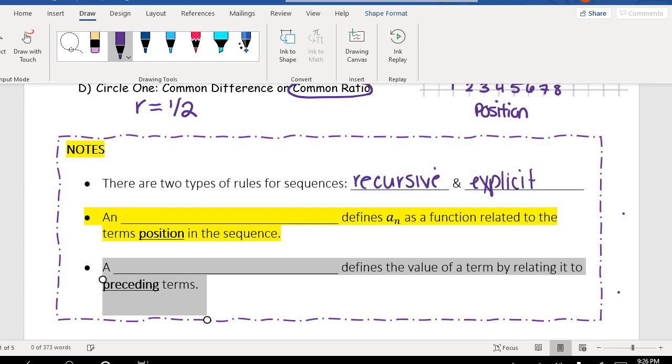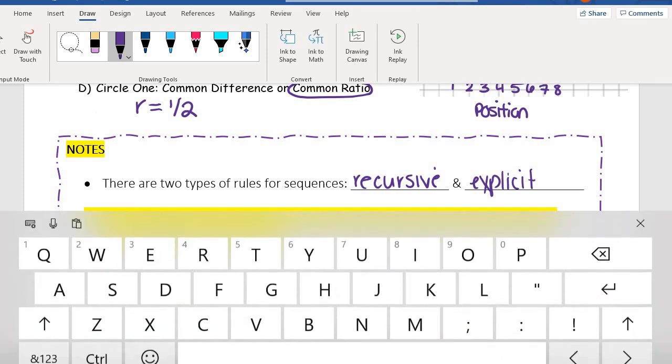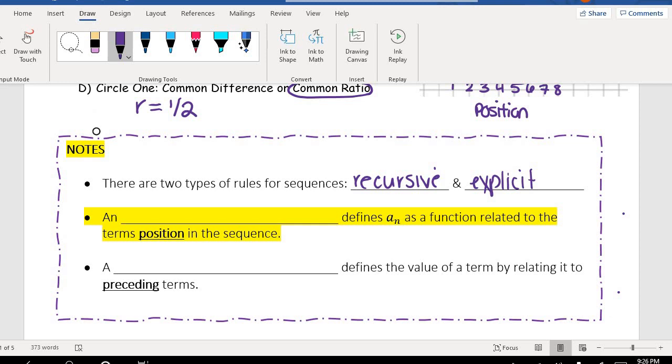What we're focusing on today is the explicit rule, which defines a sub n as a function related to the term's position in the sequence. So we can find any term number based on its position. And what we did the other day or last week was the recursive rule, which defines the value of a term by relating it to its previous term.